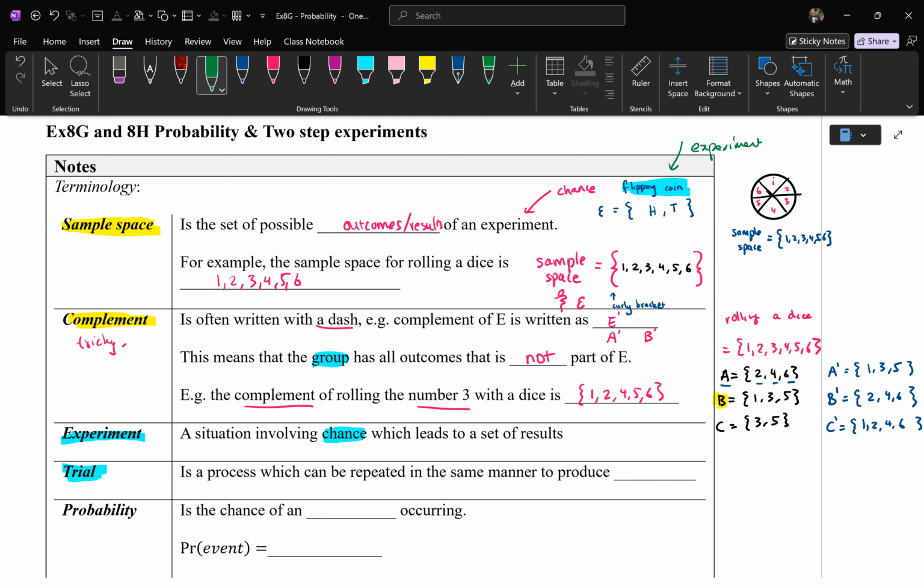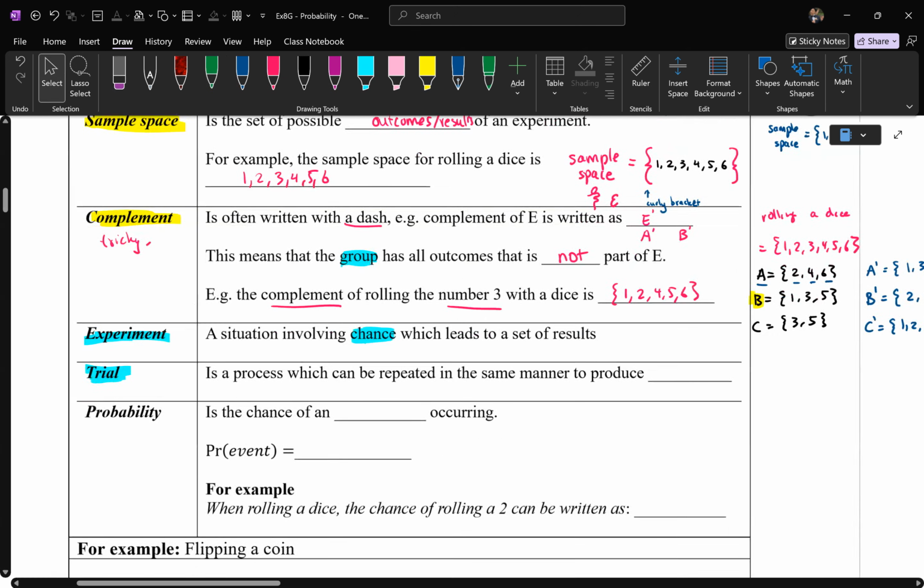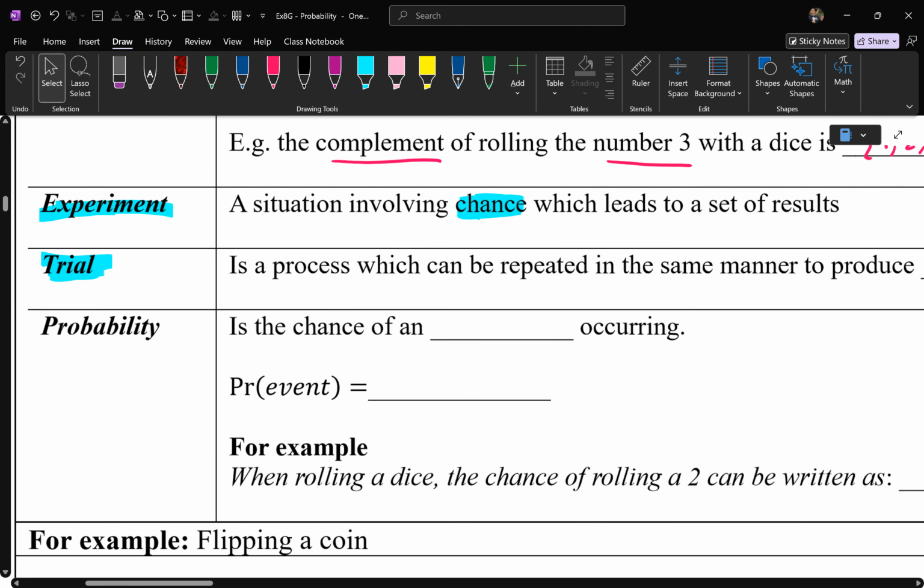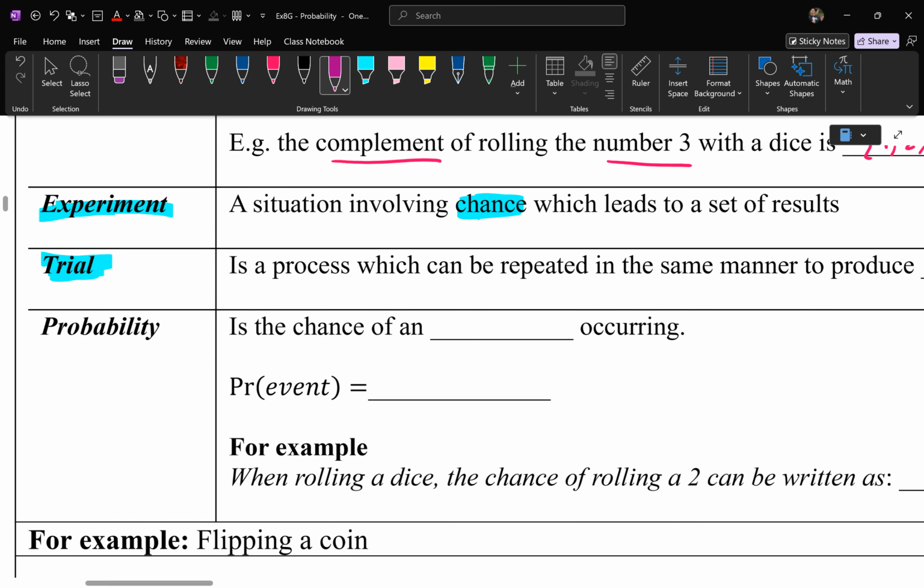So I can flip it once, that's trial 1. I can flip it twice, that's trial 2. I can flip it 3 times, that's trial 3. Same thing with rolling a dice. Rolling a dice is the experiment. But then, how many times do I roll it? Roll it once is a trial. Roll it twice is a trial. Does that make sense?